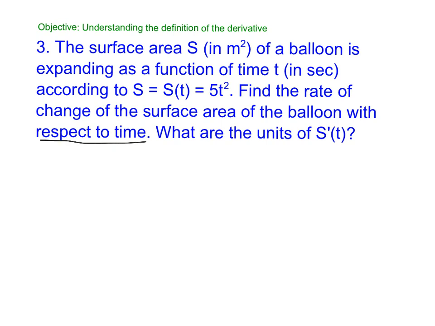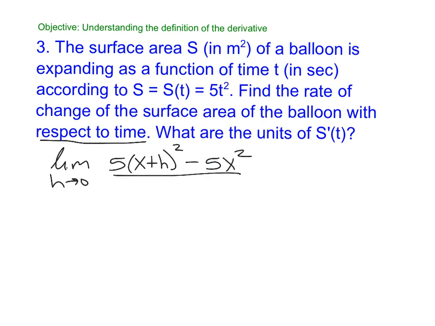So the fact that they're saying that tells me it's a function, right? I'm not just finding the rate of change at 7, right? I'm actually finding a formula. So same idea. We're going to do our limit as h approaches 0, 5 times x plus h squared. You could do t if you want, minus 5x squared all over h.